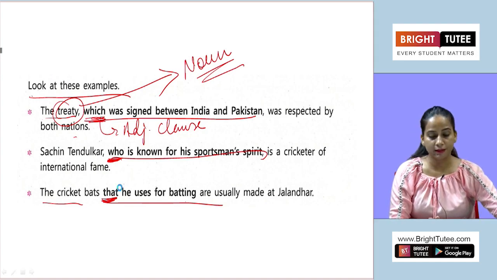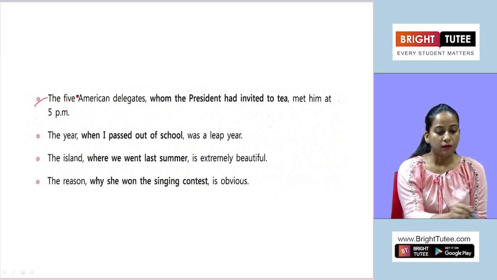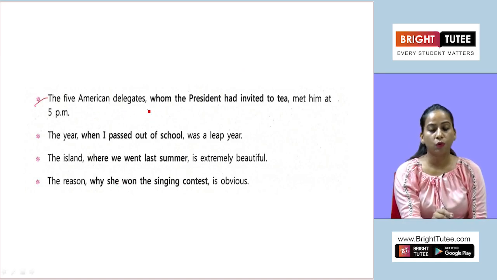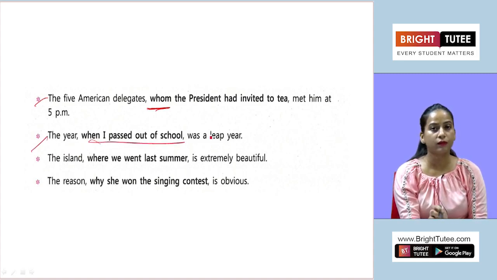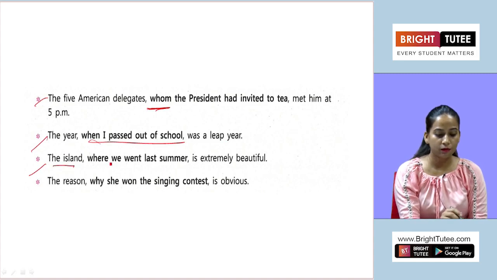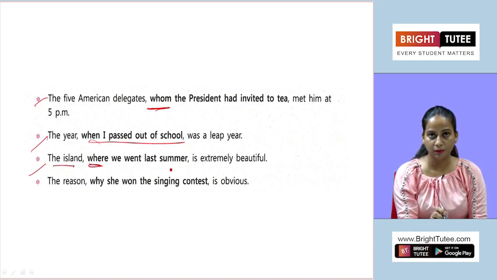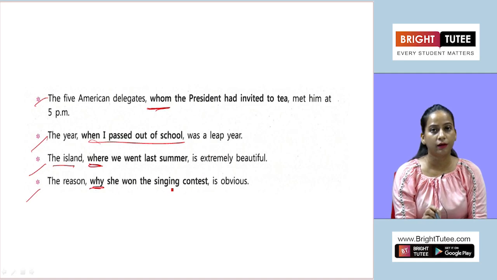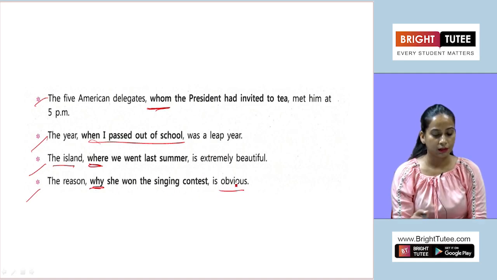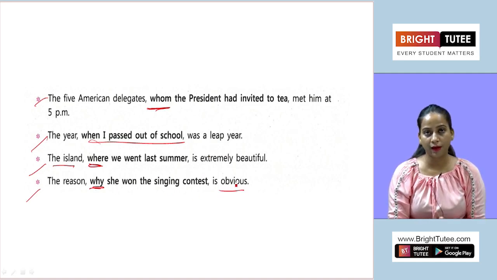A few more sentences we'll see. The 5 American delegates whom the president had invited to tea met him at 5 p.m. The year when I passed out of school was a leap year. The island where we went last summer is extremely beautiful. The reason why she won the singing contest is obvious. So, these are the other few examples we have seen of adjective clauses.